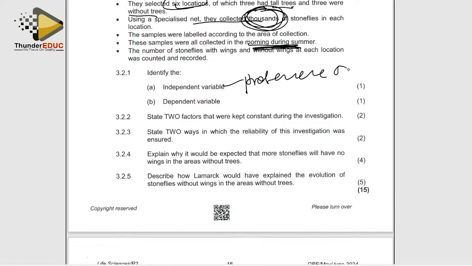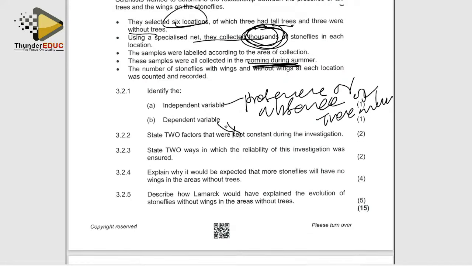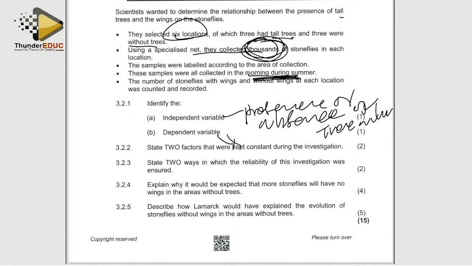Presence or absence of trees on the island, yes. And then this one is still presence or absence of the wings. So the wings will depend on whether there is a presence of trees or an absence of trees. Yeah, this is just a general question.